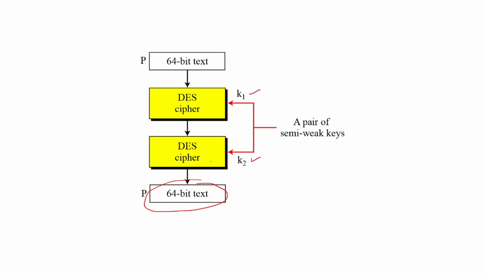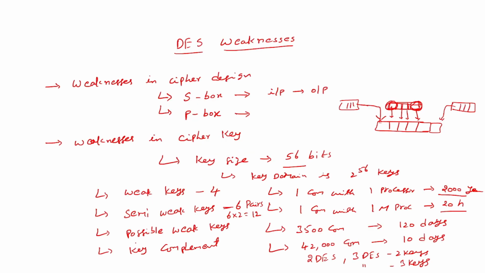And next thing is possible weak keys. There are a total of 48 possible weak keys. So what is a possible weak key? A possible weak key means there are only 4 different round keys created by the possible weak key.